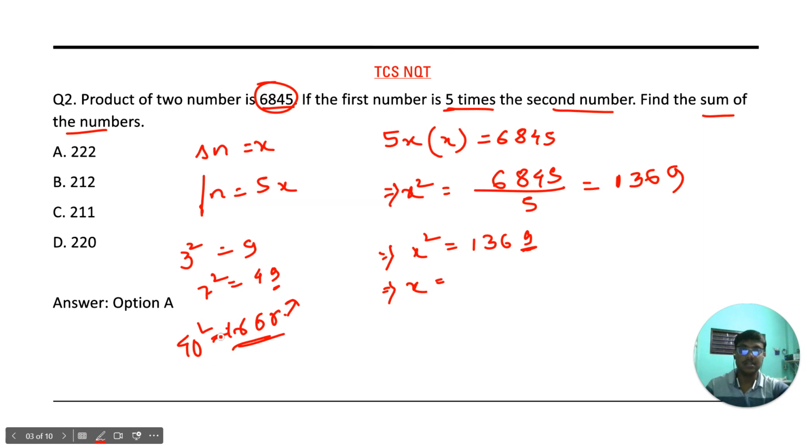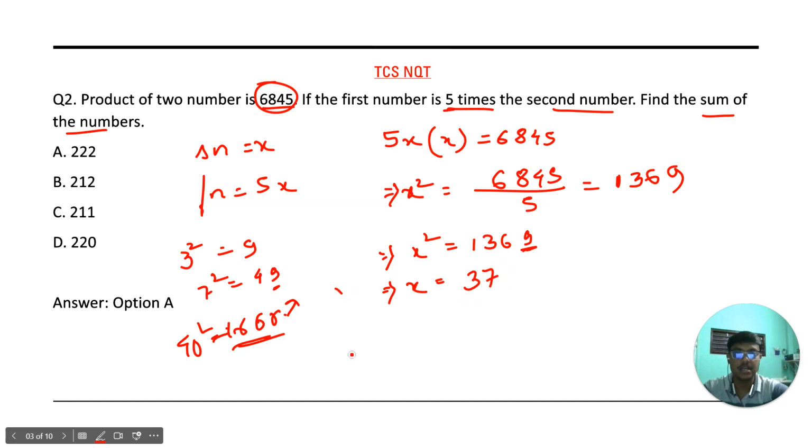Let's check with 37. You would get a calculator in the examination, so this much logic you need to build in your mind. After that, you can use the calculator to check whether that is exactly equal or not. Let's see, 37 into 37 is equal to 1369. So we have got our answer, x equal to 37.